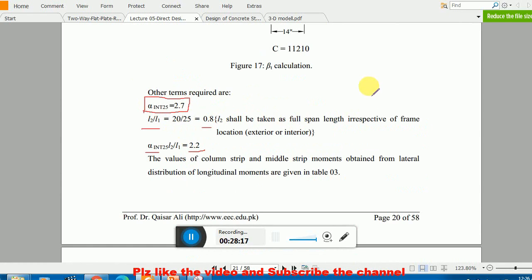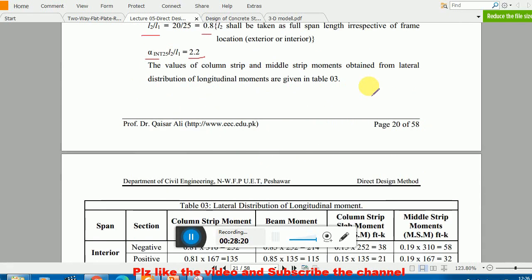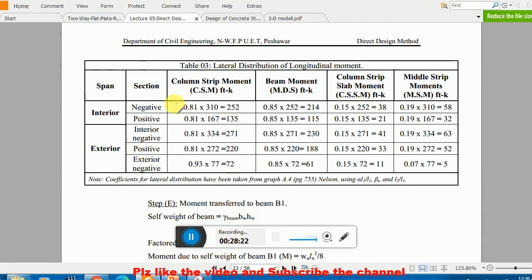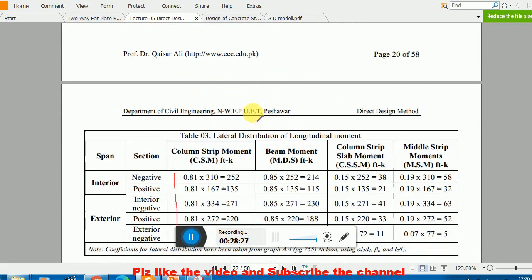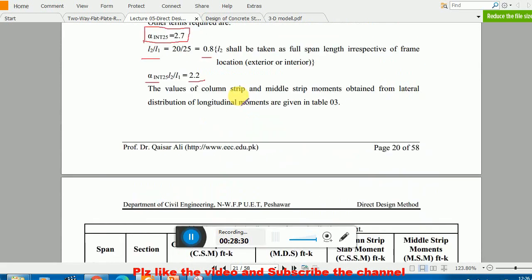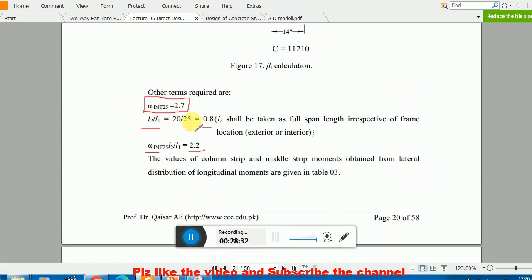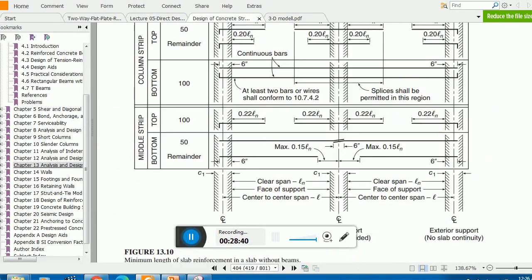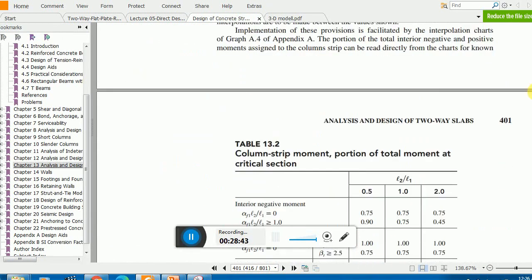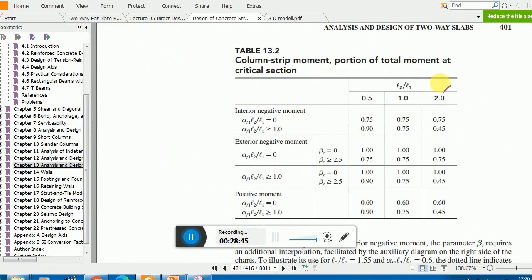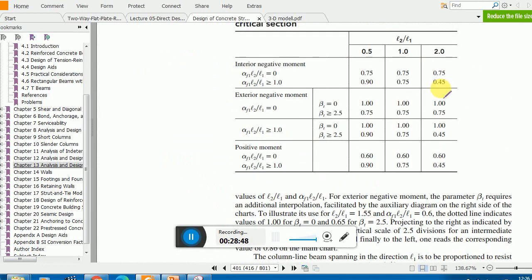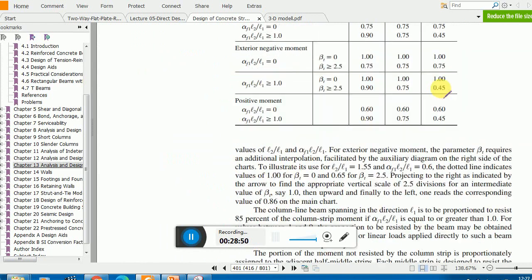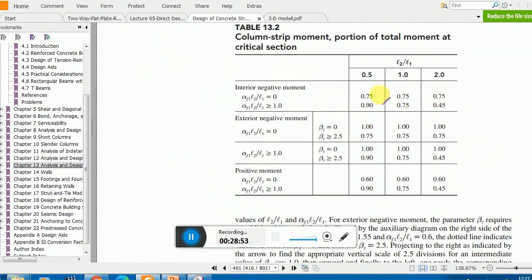Now why do we need these beta T values? These are needed to determine the lateral distribution coefficients, and here you see these coefficients. Now I will show you the most tricky part of this example. How can you get these values? This is important. For this purpose, you have two approaches. Either you can use the graphs, or you can use Appendix A4, which is in the Nielsen book, or you can use this table.